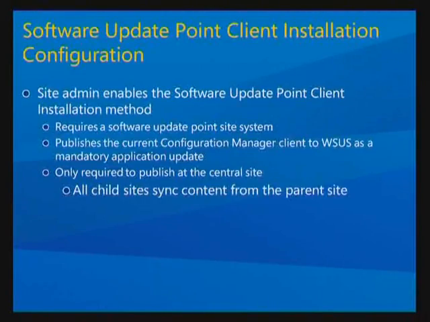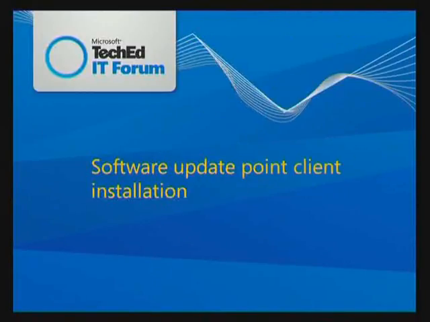So you turn on this installation method. We then publish our Configuration Manager client to WSUS as a mandatory application update. Next time your client scans against WSUS, it sees this mandatory application update and installs ccmsetup.exe, which is our bootstrap program, and kicks off the rest of the installation process. So very, very simple. There's not a lot of configuration you have to do with it. It actually is extremely simple to do.